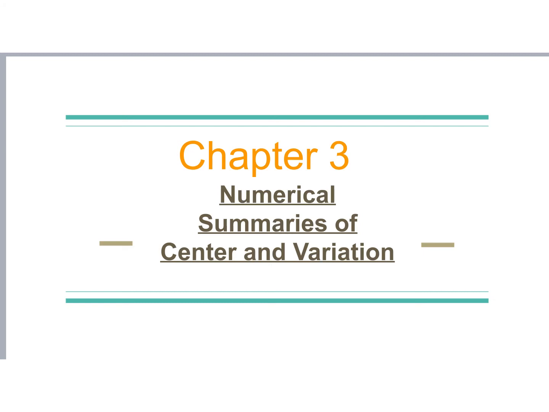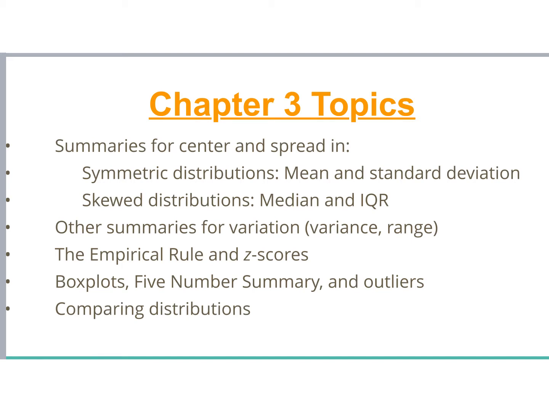This is the start to Chapter 3, Numerical Summaries of Center and Variation. In Chapter 3, we're going to take a look at the center and spread, compare them between symmetric distributions and skewed distributions. We're also going to look at types of variation, and we're going to look at the empirical rule and z-score. We're going to use box plots, 5-number summary, and outliers, and then we'll compare distributions.